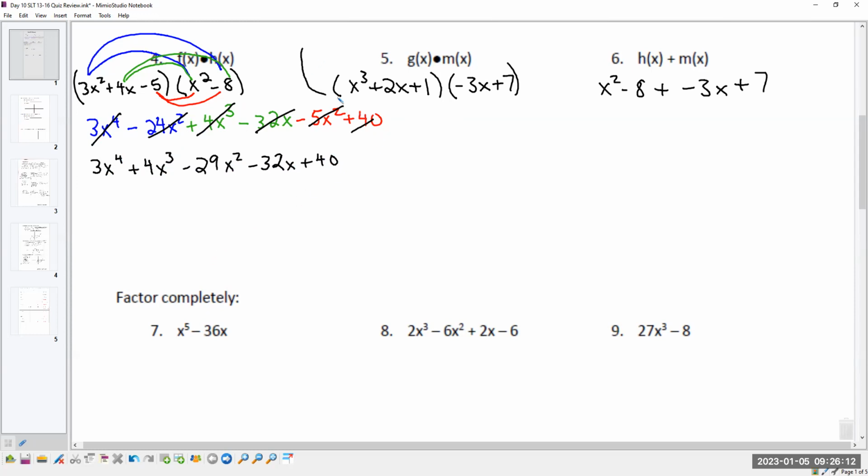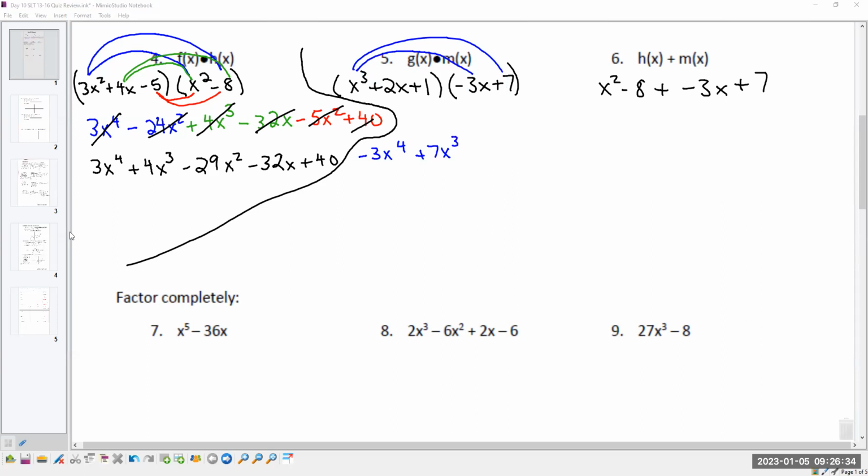I'm going to kind of put a little barrier here. Okay, so number 5, I'm going to distribute the x cubed first. So x cubed times -3x squared becomes -3x to the 4th. And x cubed times 7 becomes 7x cubed. Now I'm going to go 2x times negative 3x, which becomes negative 6x squared. And 2x times 7 becomes 14x.